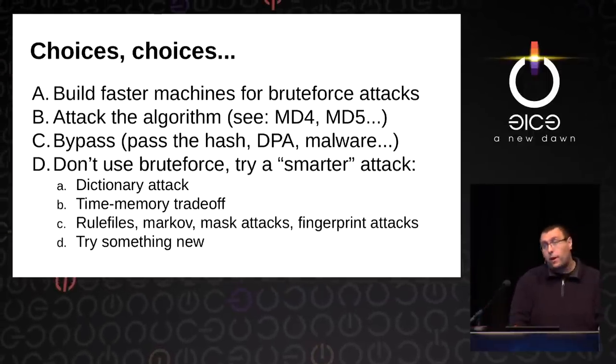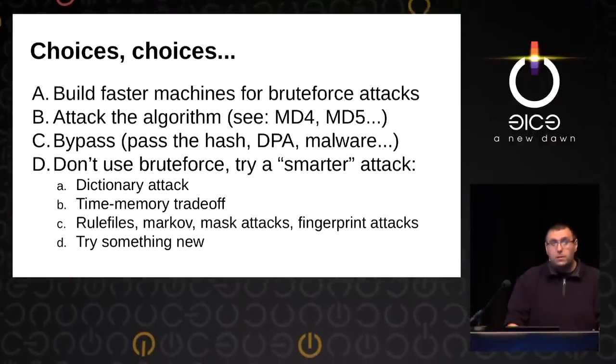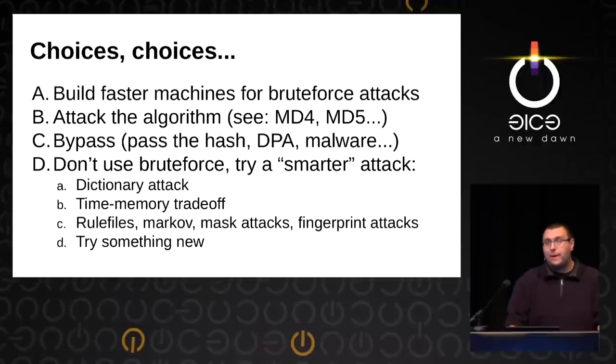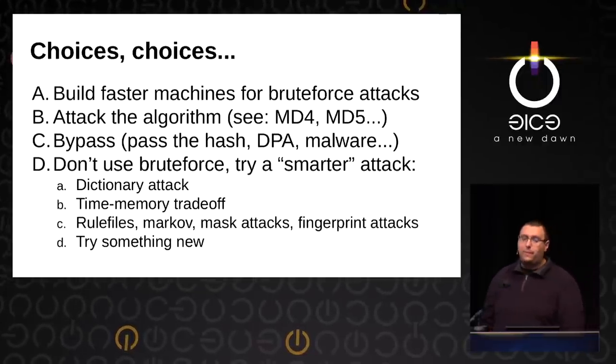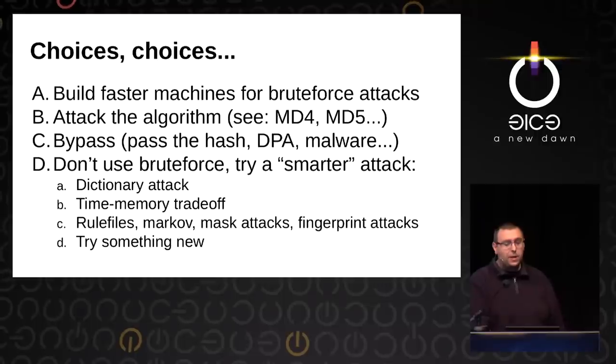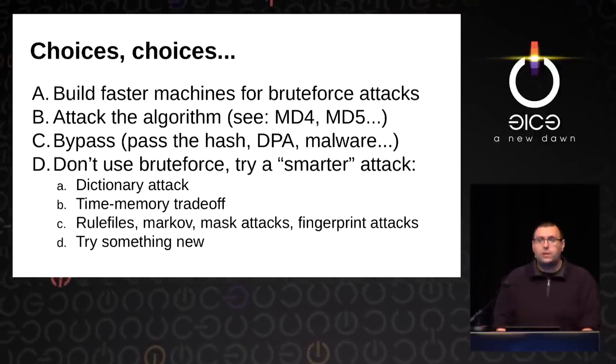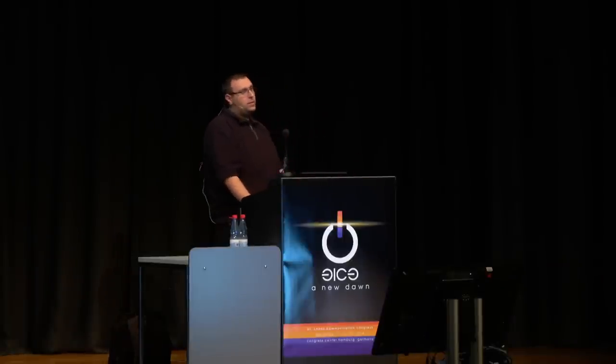For instance, the MD4 algorithm was known to be so weak that you can break it with a pen and a piece of paper. The third one is bypassing, which means using something like pass-the-hash attacks, differential power analysis, or doing all the things that the NSA does to simply obtain the password somehow from the machine, without any interaction on cracking the real password.